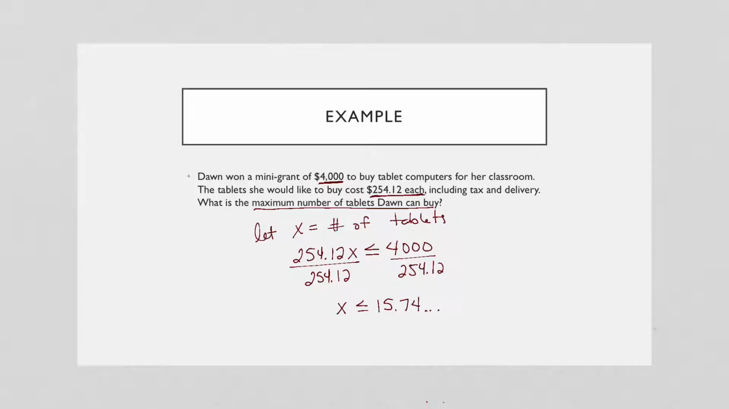They're not going to sell you 3/4 of a tablet. So think about this. If we round this up to 16, will she have enough money? So let's do on the calculator 254.12 times 16 and see what we come up with. We get this. She won't have enough money if she buys 16 tablets. So she's going to have to buy 15 tablets or less. So you would say X is less than or equal to 15. This is one of the few times when you would actually round down whenever you have a 7 in this position. She just won't have enough money if we round it up to 16. So it's got to be 15 tablets or less.